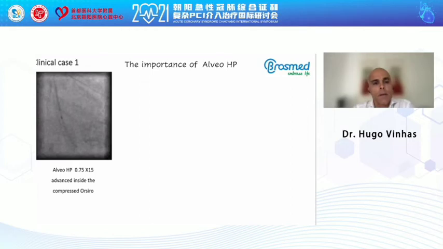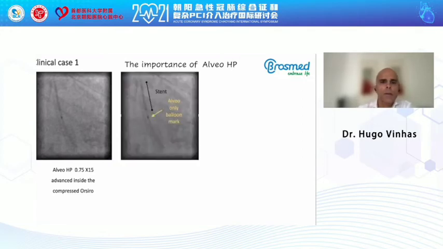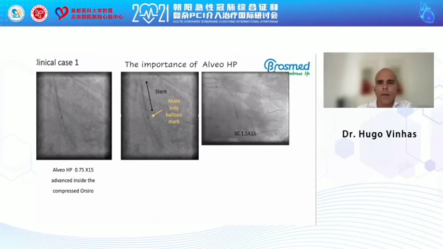So it allowed me to inflate another balloon, 1.5 and then a 2.5 non-compliant balloon, just to optimize the inflation or the expansion of the osteo, the compressed stent. And it allowed me to cross another stent.